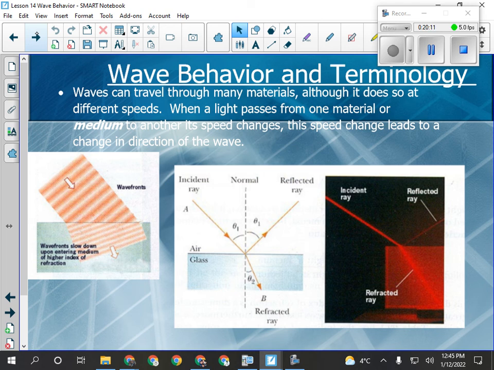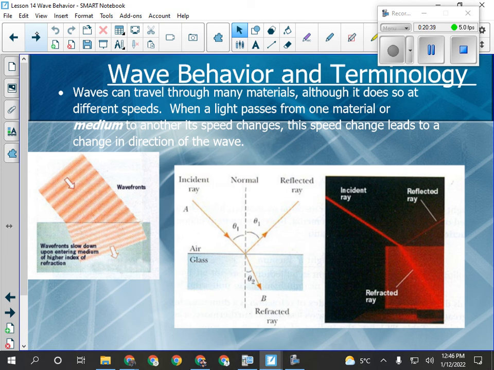But when they do go through these different materials, their speed is different, because we know the medium controls the speed of the wave. The speed of the wave is determined by the medium itself or the properties of that medium. And we were saying the other day, the speed of sound is slower in cold air than it is in hot air. It's the properties of the medium that control the speed of the waves.